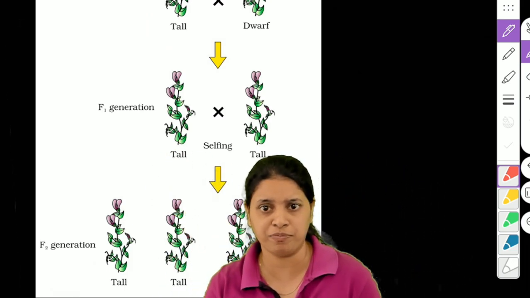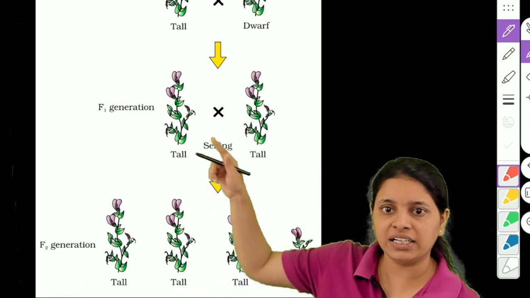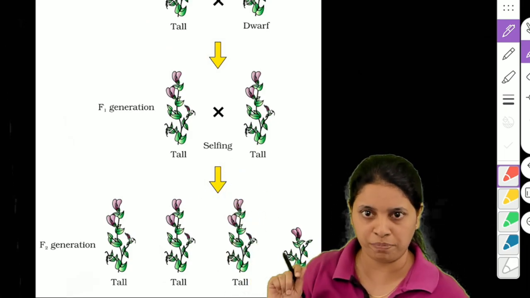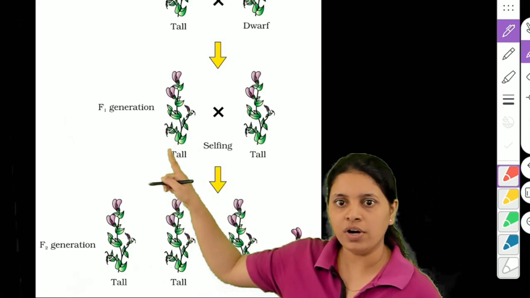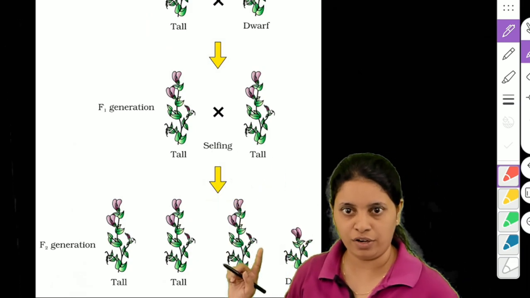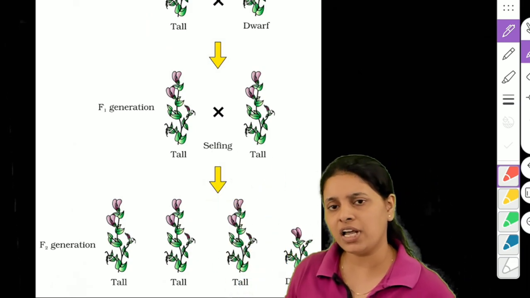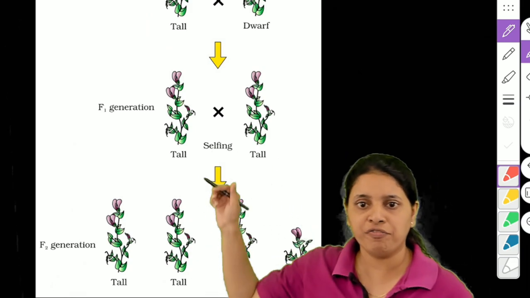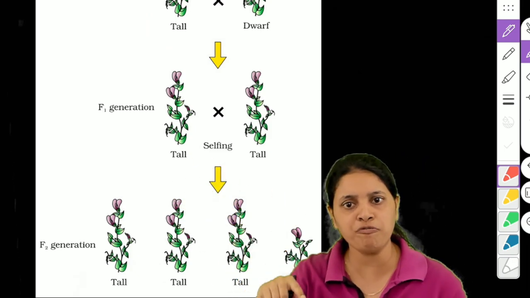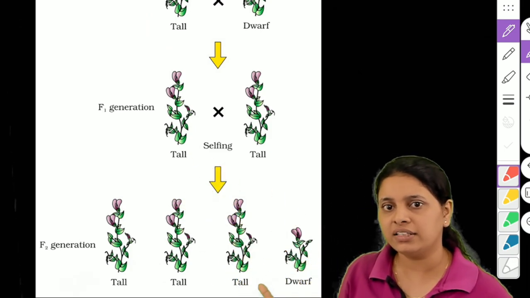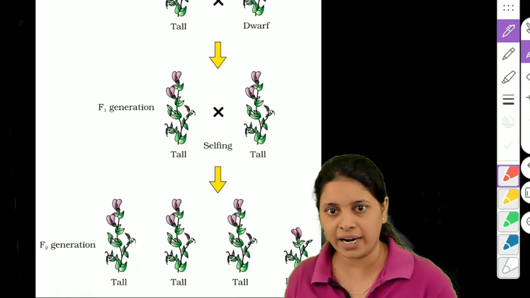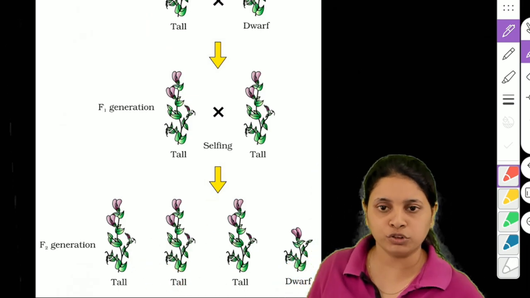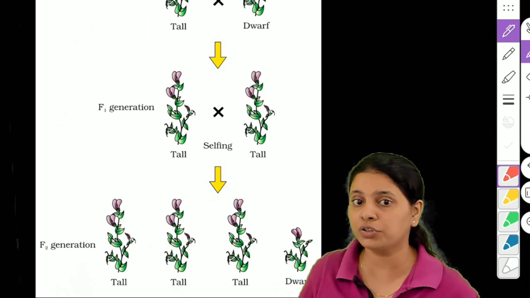The next step was selfing, that means self-pollination of tall plant. Okay, that is the F1 generation plants. So here we have shown the selfing. Okay, self-pollination is done. Now what will be our expectation if we take a tall plant and do self-pollination? We will expect that all the next generation offspring should be tall, right? As the parent is tall, the offspring should be also tall, but it was not so.